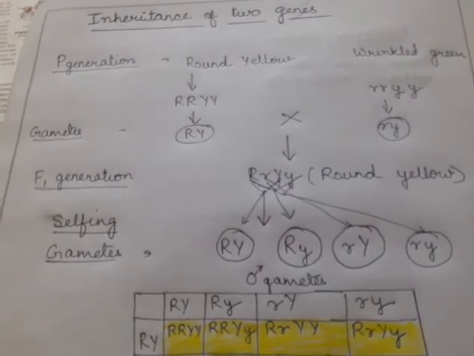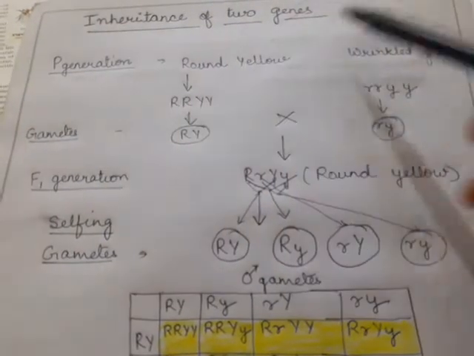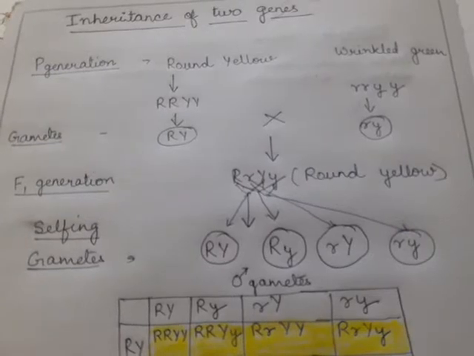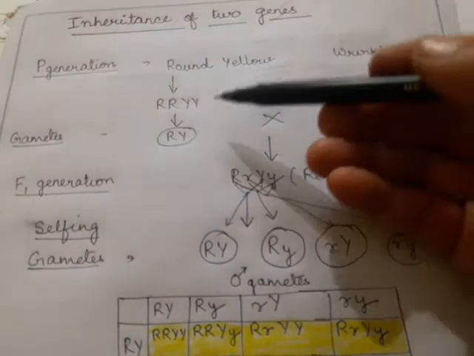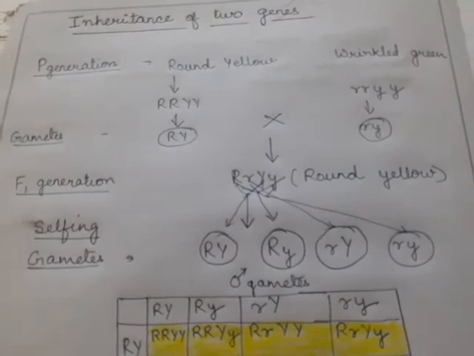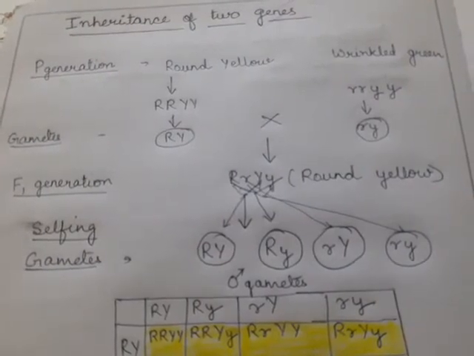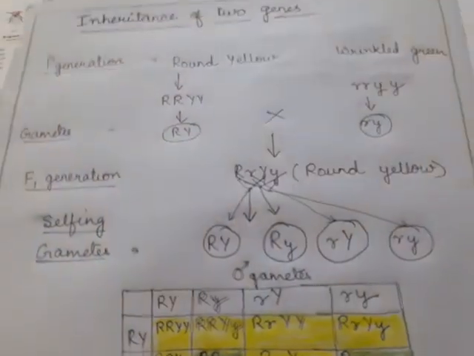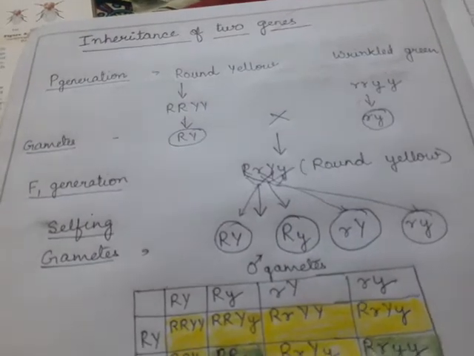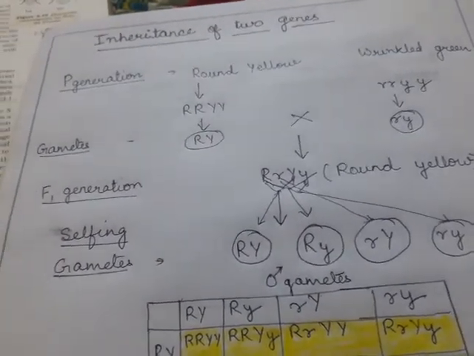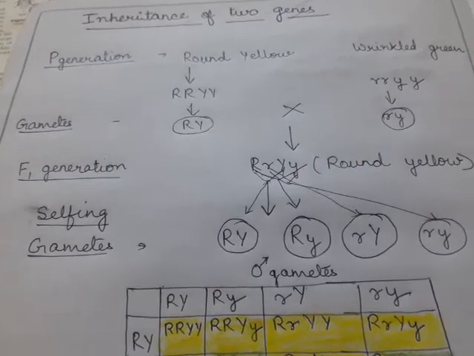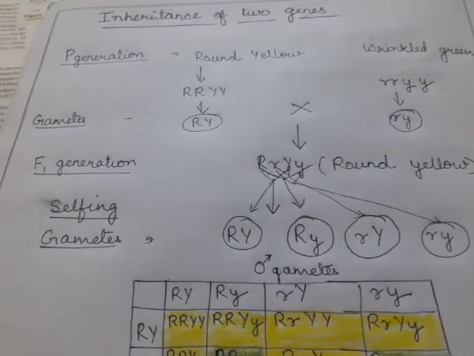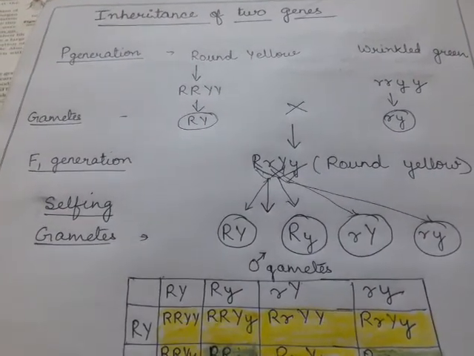For that, Mendel experimented by taking two genes together, that is, two pairs of contrasting characters, and did an experiment. The result is that two genes can be inherited, but when we see this experiment, it will be clear that although there were two genes, they showed their characteristics independently. Based on this experiment, Mendel put forth the law of independent assortment.